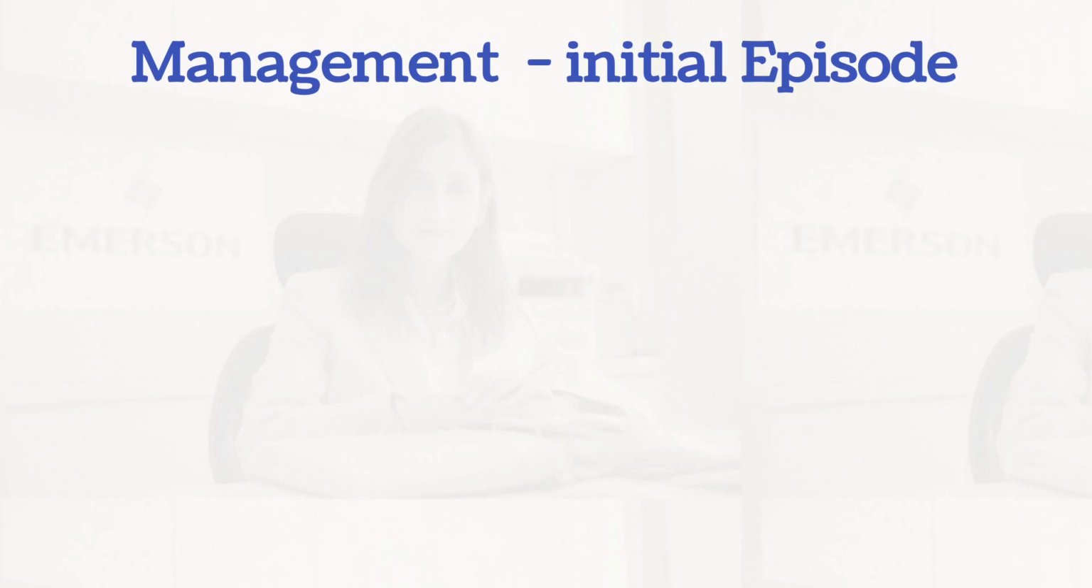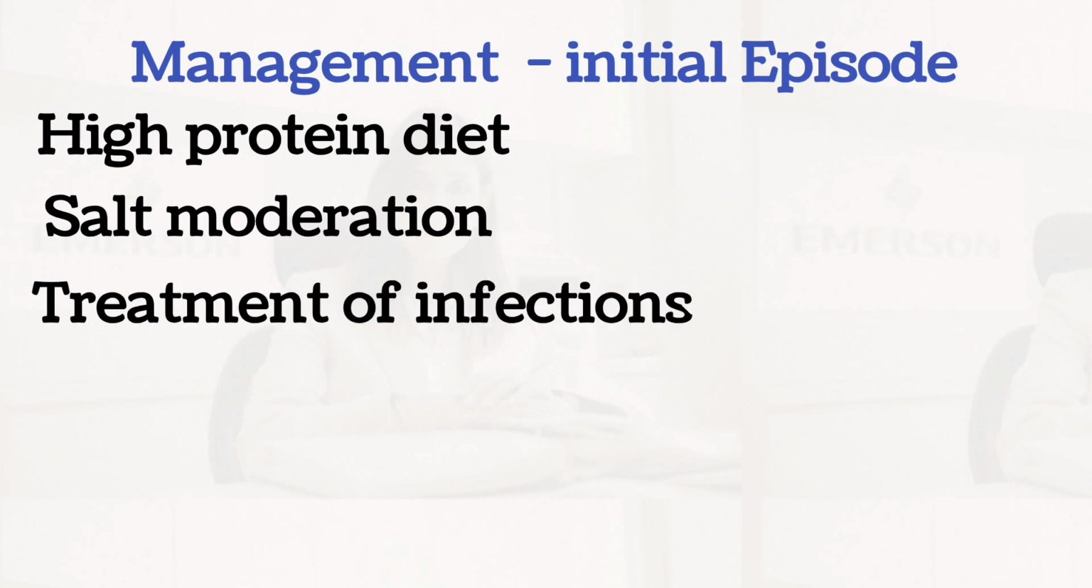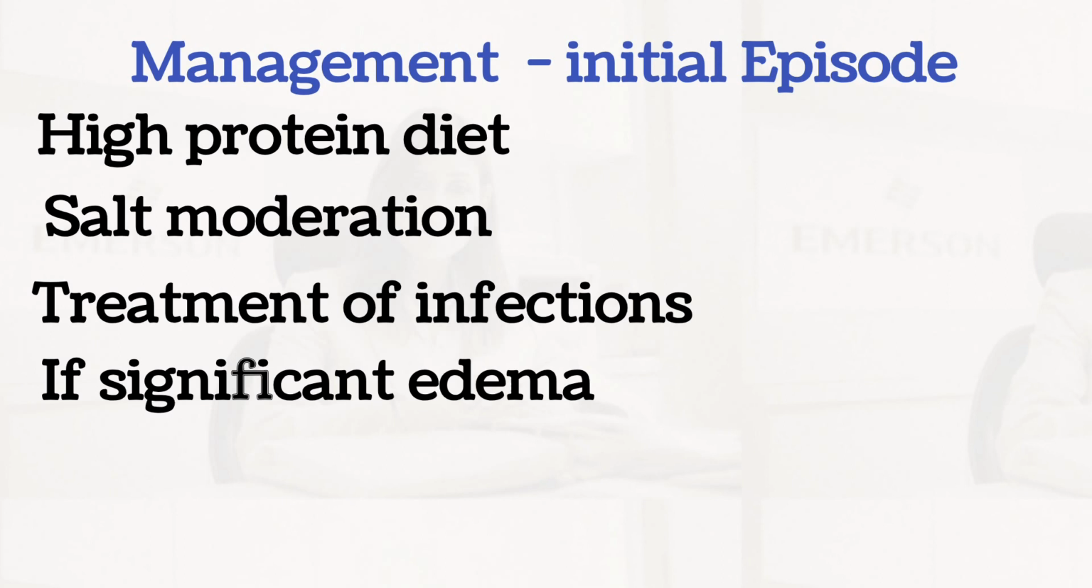Okay, the management of nephrotic syndrome. If it's an initial episode, what we're going to do is a high protein diet, salt moderation, and treatment of infections. Then if there is significant edema, diuretics can be used, but cautiously. So remember, don't use diuretics unless you weigh the risks and the benefits. And even if you were to initiate it, you have to do it cautiously.